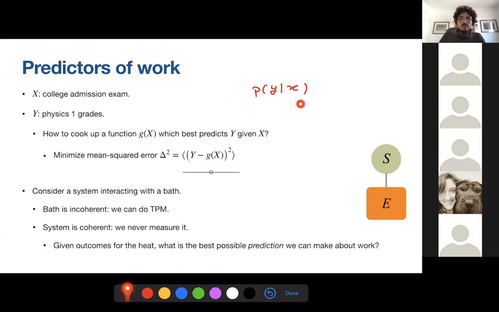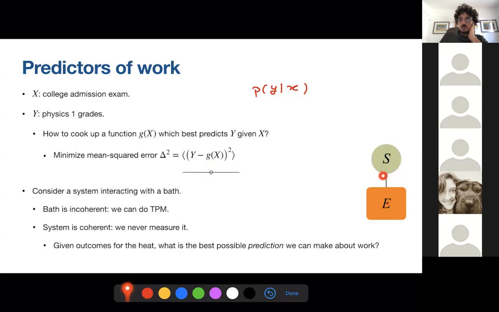So if you know the grades of the students in both courses from previous years, you can build a table and you can estimate this model. And then from this model, you can make predictions about what's going to be the grade of a student given its entry admission exams. So in our case, we want to do something similar, but for hidden work. So we want to consider this kind of scenario. We have a system interacting with a bath. And so there may be some heat being exchanged here, but we don't want to measure the system.